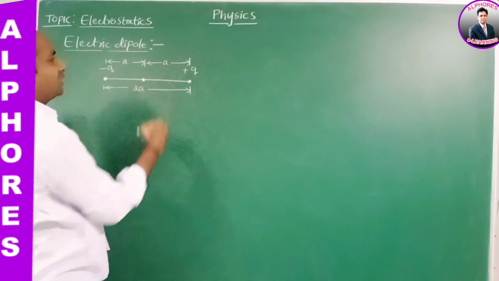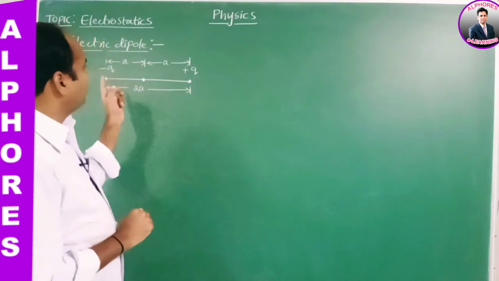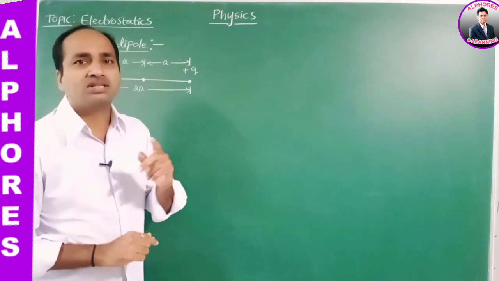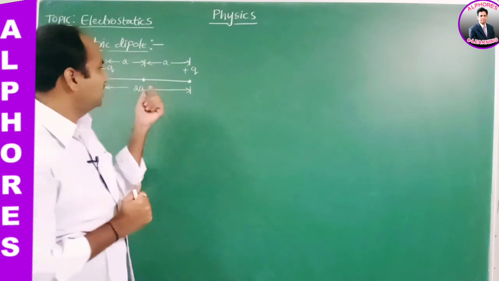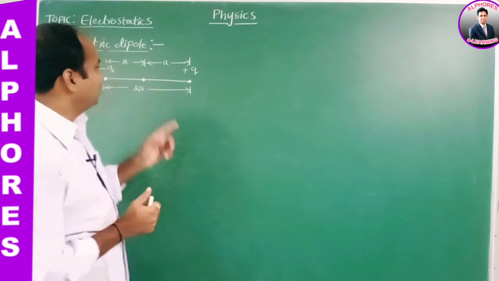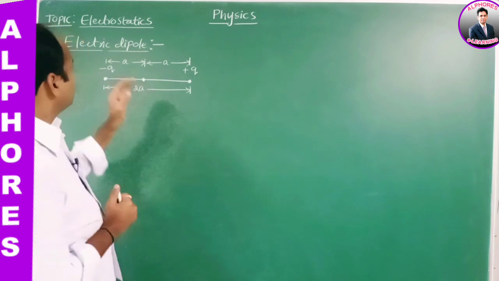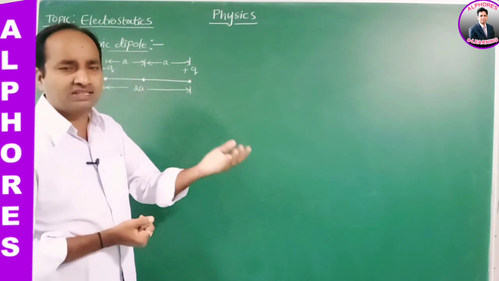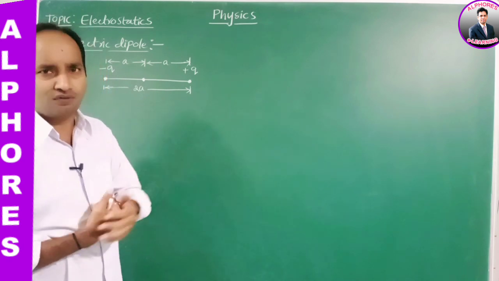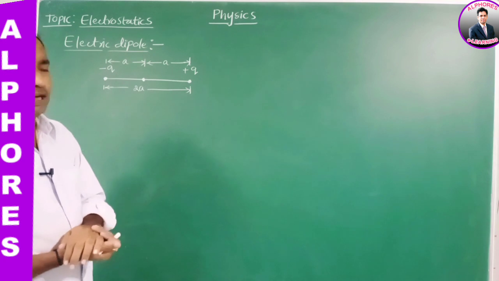What is an electric dipole? It is a system of two charges having equal magnitude, opposite in signs, and separated by a certain distance. It may be taken as either 2l or 2a, which means from the center to either charge the distance is a. Not only q and minus q, you may take plus 3, minus 3, plus 4, minus 4 like that.